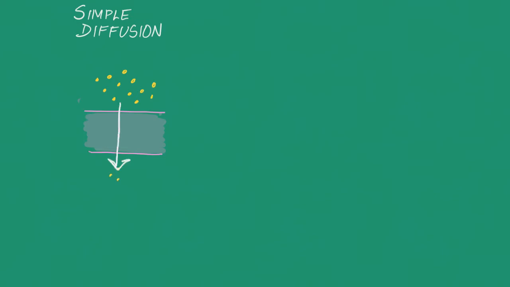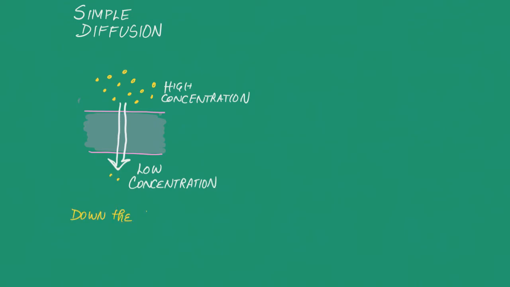On one side, the concentration is high, and on the other side, the concentration is low. And the movement of molecules is from a region of high concentration to a region of low concentration. We say that this is down the concentration gradient. The movement of molecules is down the concentration gradient.